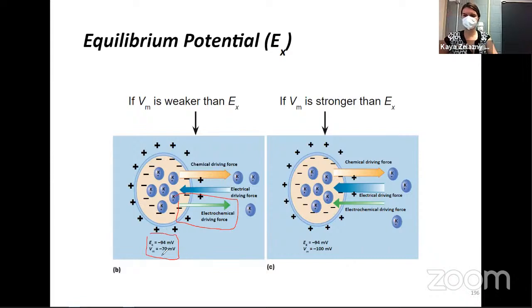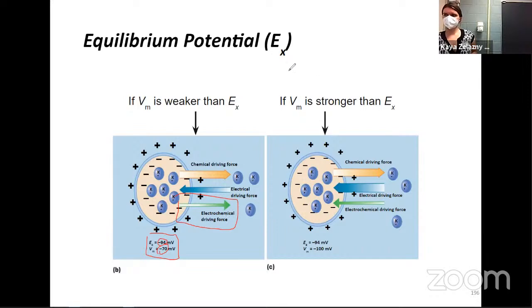So we know to get our membrane potential to drop down from negative 70 to negative 94, we had to have our potassium ions leave the cell, right? They're positive, so as they leave, it makes the cell more negative. That's our electrochemical driving force.